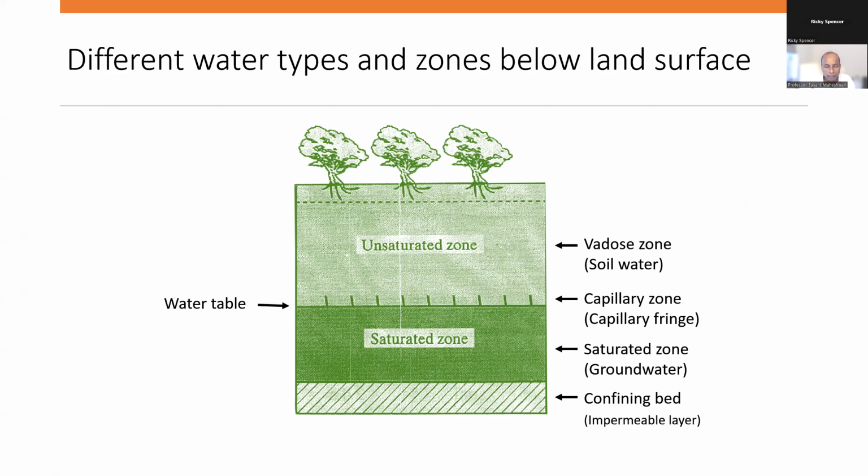is stored as saturated water in the soil profile, and it can move in response to hydraulic head. So it's groundwater, whereas the water in the unsaturated zone doesn't move, and it is stored in the soil here and can be made available to plants.